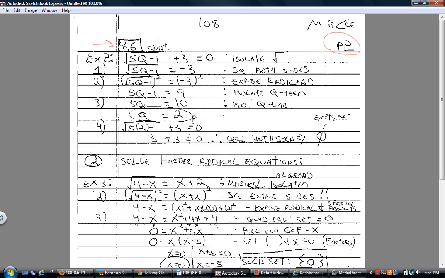Okay, so I look at example 2 and I see the radical and I go, oh, it's not all by itself, but hey, aren't we always following the principles of isolating the variable? So there's this term, the square root of 5q minus 1, and it's got another term on it, plus 3. So what do you think we could do? If we add 3 to both sides of the equation, we've isolated the radical on the left hand side, doesn't matter which side, and we've got negative 3, 0.